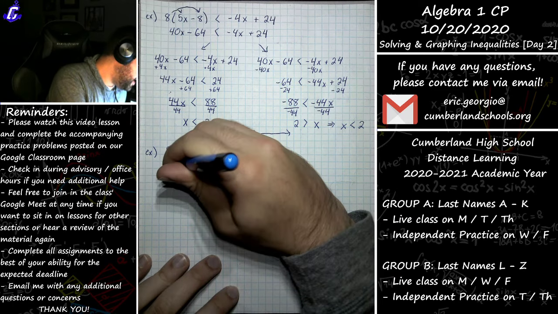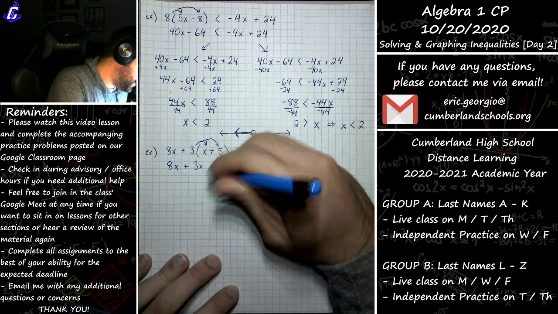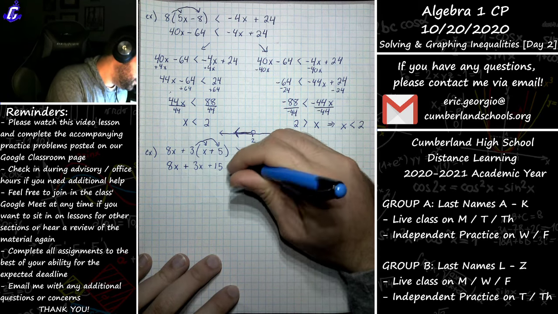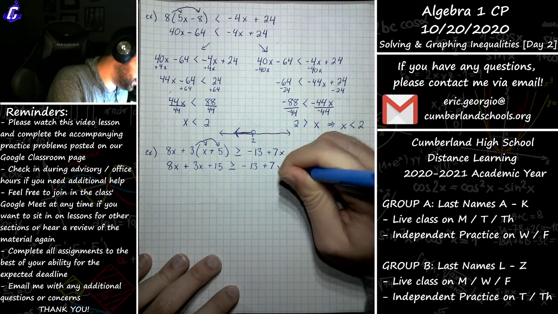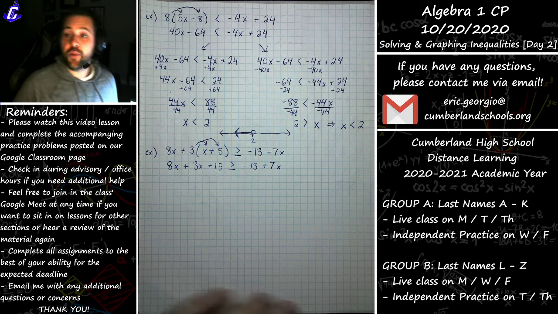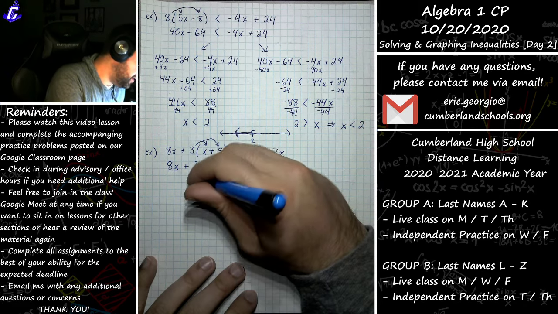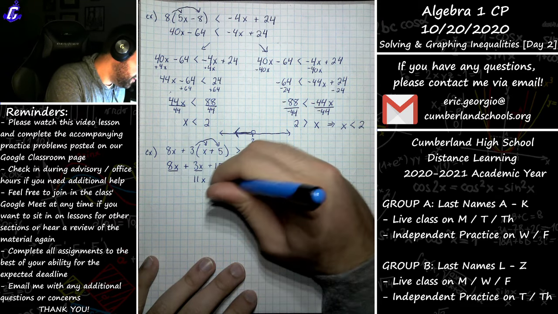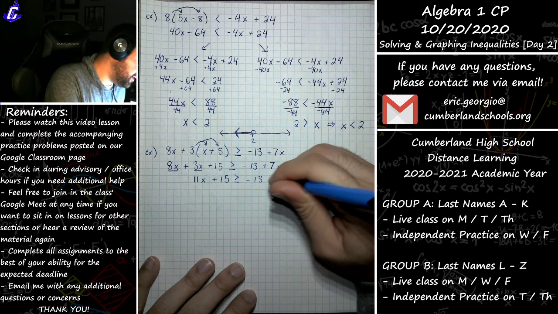I'm going to have 8x plus 3 times x is 3x, 3 times 5 is plus 15, is greater than or equal to negative 13 plus 7x. Not going to touch that side yet. We have a couple great like terms over here. 8x plus 3x is 11x, plus 15 is greater than or equal to negative 13 plus 7x.